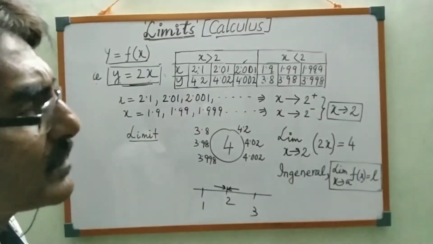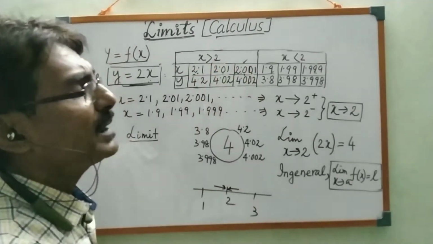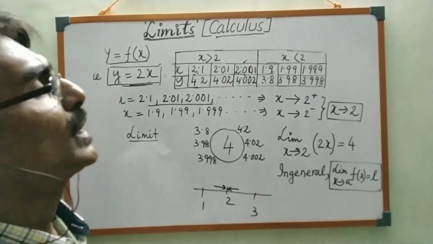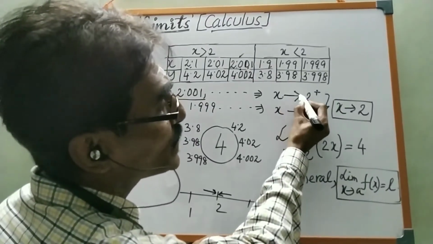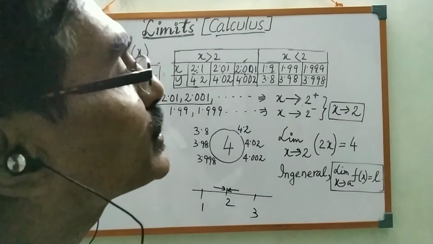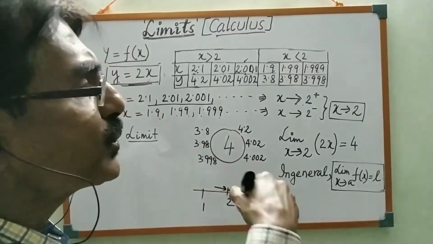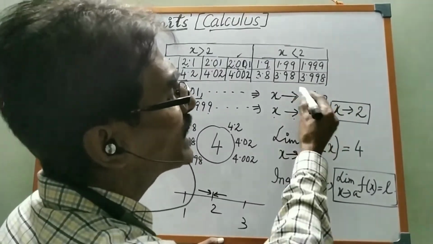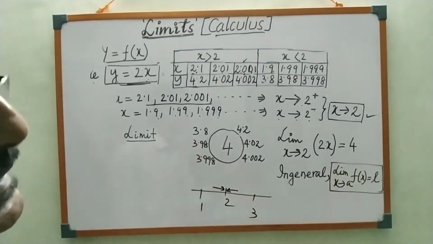Now, when x is close to 2 from the right-hand side, in calculus or in limits, for this type of values the notation is x tends to 2 plus. I repeat, this symbol means tends to. x tends to 2 plus means values more than 2, very close to 2. Similarly 1.9, 1.99, 1.999 and so on. We denote these in short as x tends to 2 minus, and all of this in general we say x tends to 2, maybe from the right side, maybe from the left side.